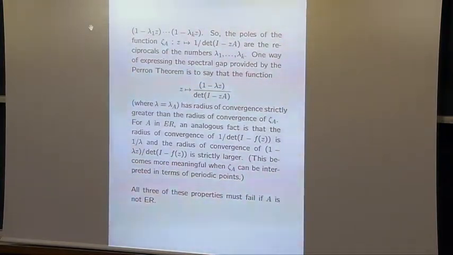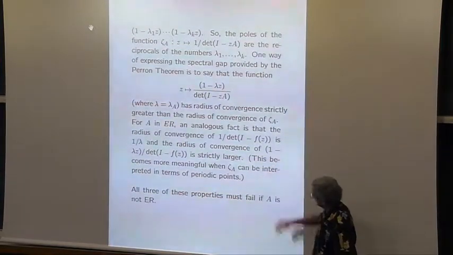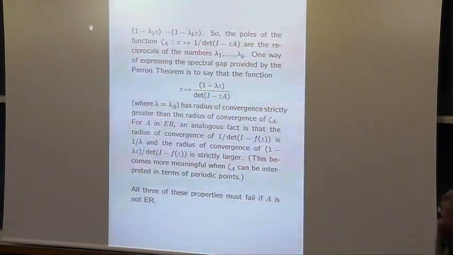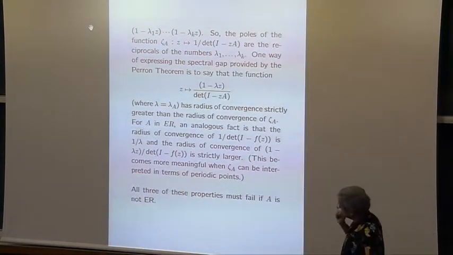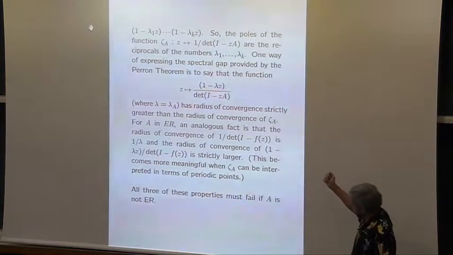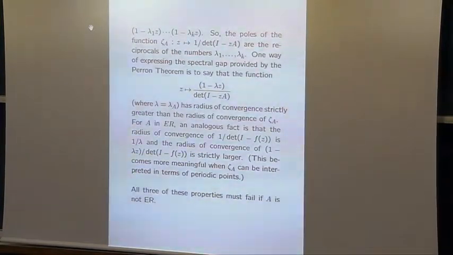Okay, and well, what about exponentially recurrent? An analogous fact is that if we take a look at the radius of convergence of 1 over the determinant of I minus f of z, this is 1 over lambda, and the radius of convergence of that multiplied by 1 minus lambda z is strictly larger. Okay, so this is a way of expressing the spectral gap, and actually it can be useful in some situations.